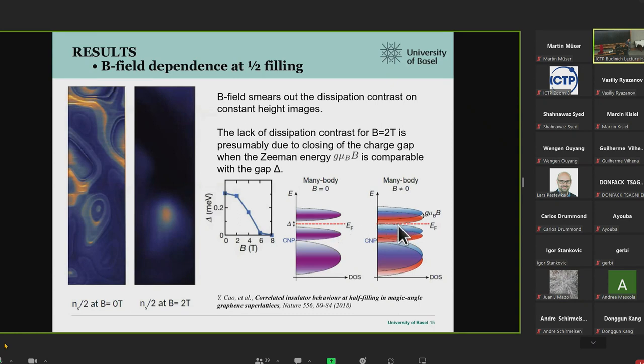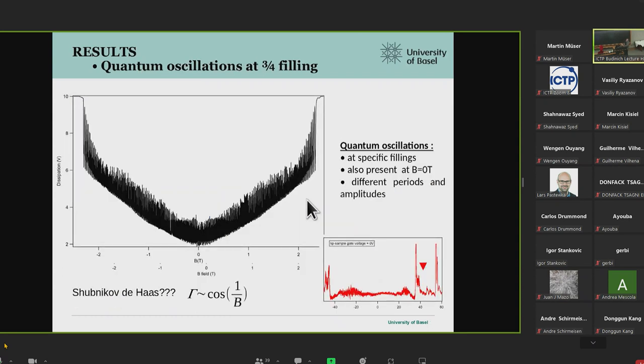And when the magnetic field is different than zero, this gap is closed due to the Zeeman shift, and the domains disappear. We still have some remnants of the single Coulomb blockade. A similar closing of the gap was also observed in transport. The magnetic fields that were reported were slightly larger, like 4 tesla. Now comes the filling, which is a bit larger, 3/4 filling, also fractional.